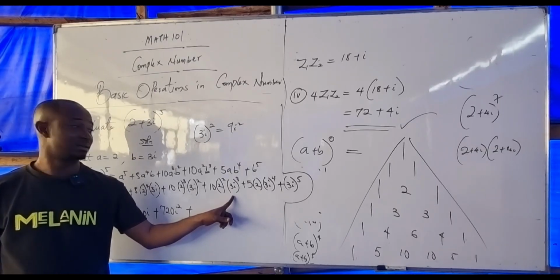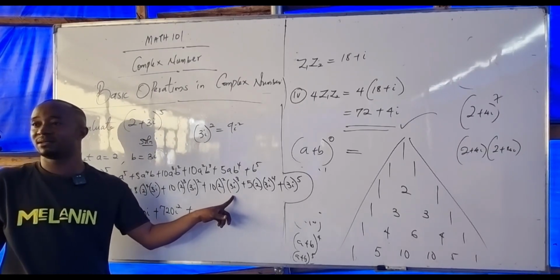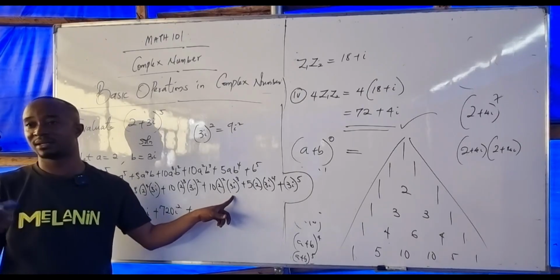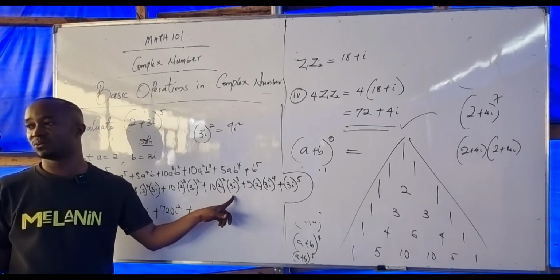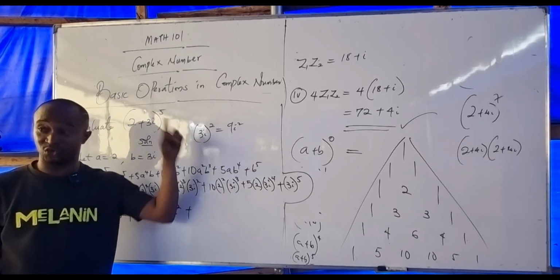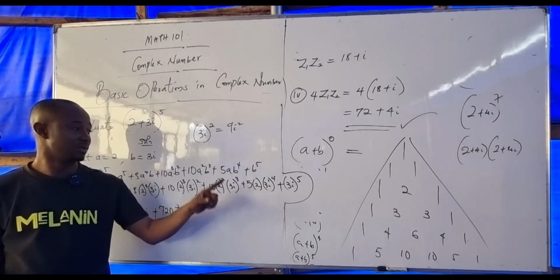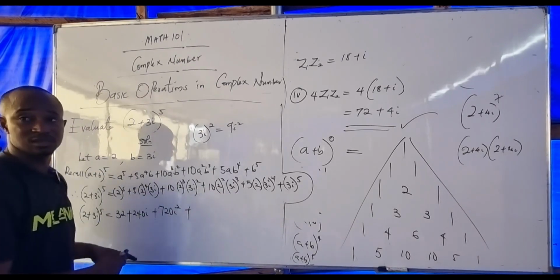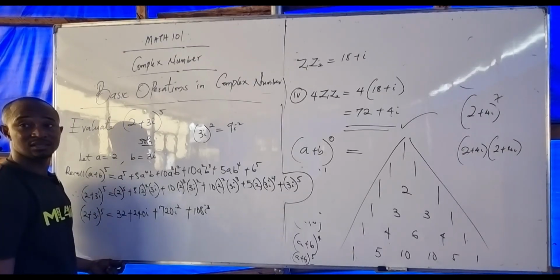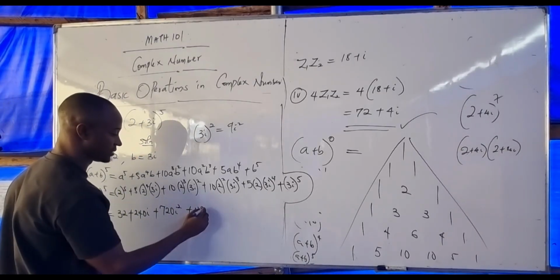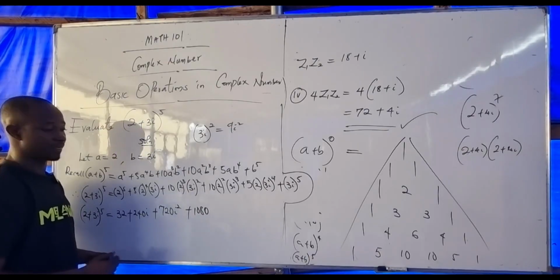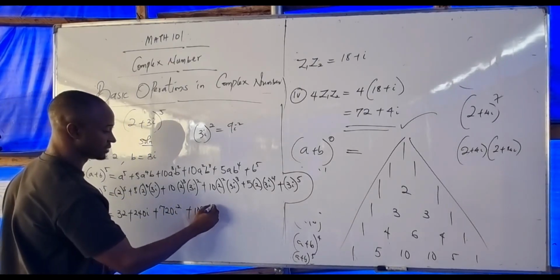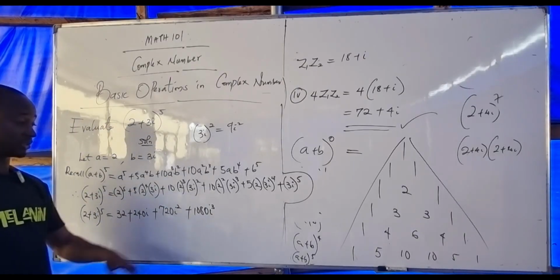3 raised by 3 is what? 27, right? 3 raised by 3 is 3 times 3 times what? 3. 3 times 3 is 9. 9 times 3 is 27. So 27 i cubed, right? So let's go. 27 times 4 times 10 is what? 1080 i to the power what? i cubed. Are you sure of this?